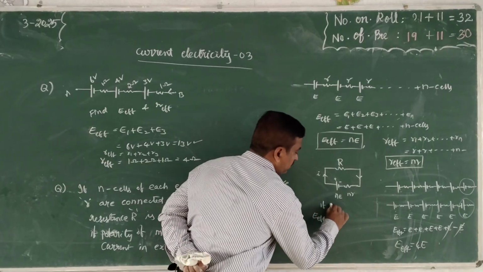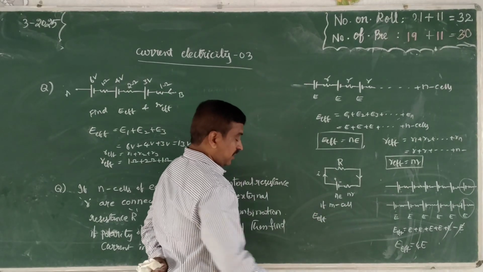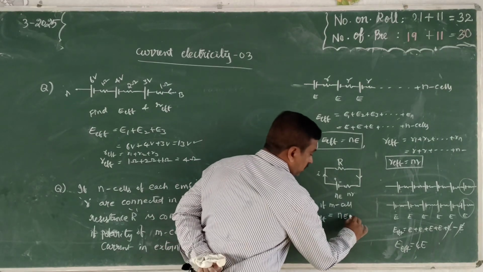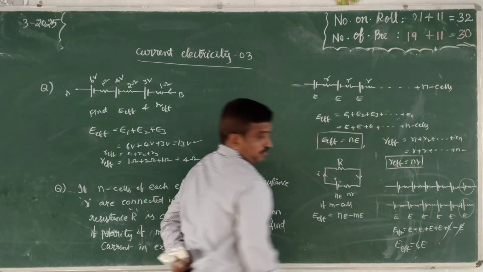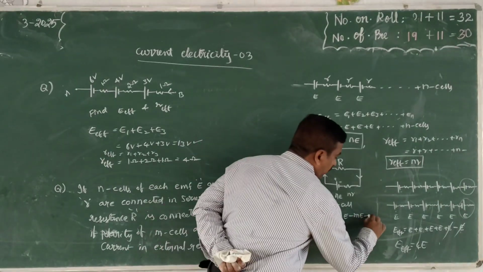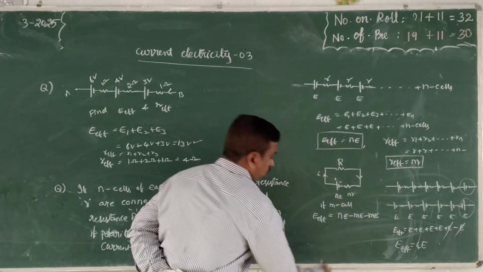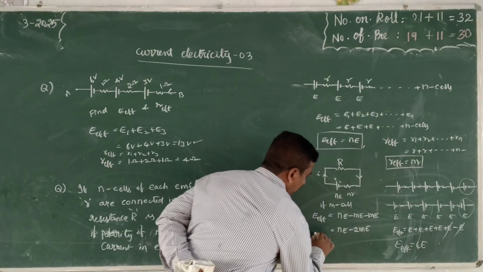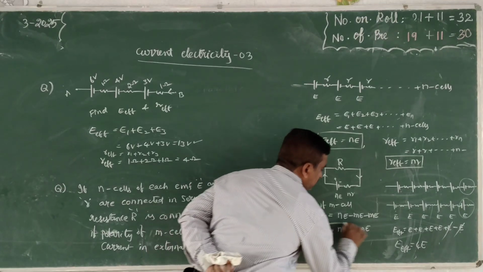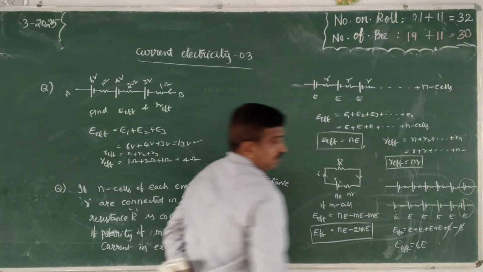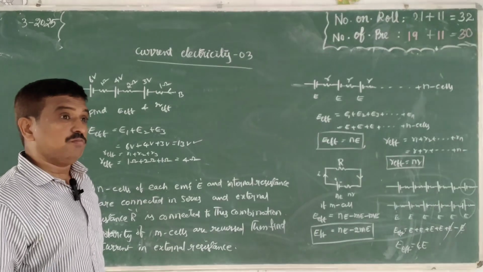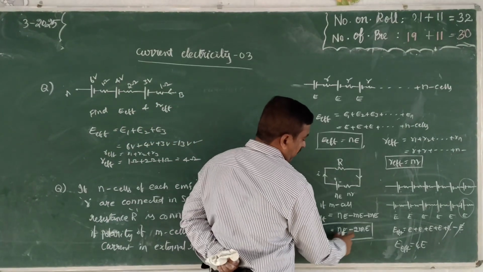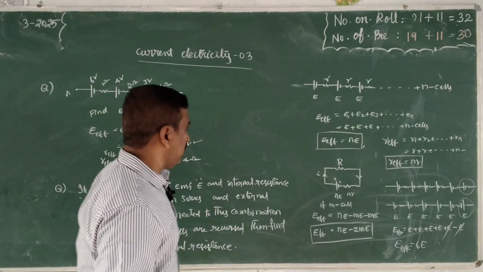If M cells are connected in reverse, in that case the effective EMF equals the total EMF, which is NE. So M cells are reversed. We can remove ME, and again, since polarity is changed, minus ME. Totally, we get NE minus 2ME. It is the effective EMF when cells are connected in series, N cells in series and the polarity of M cells reversed. NE minus 2ME.